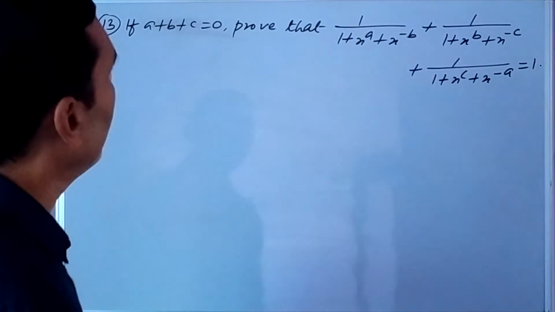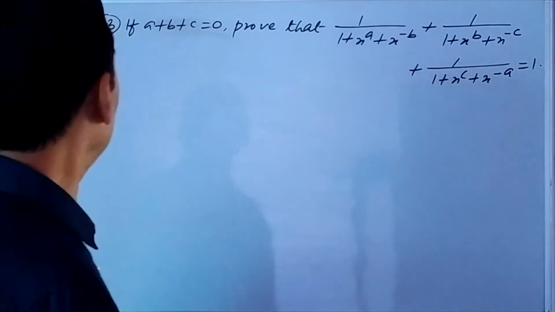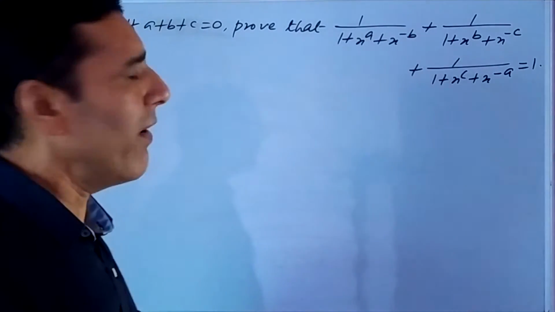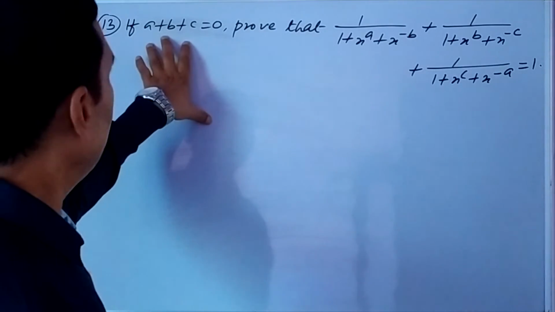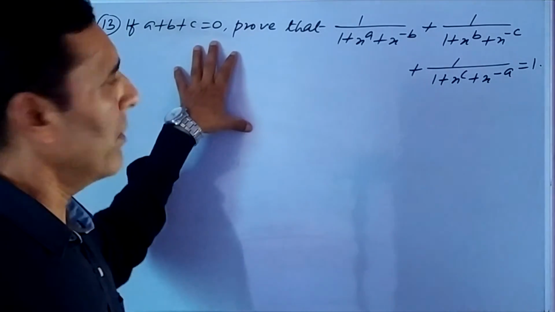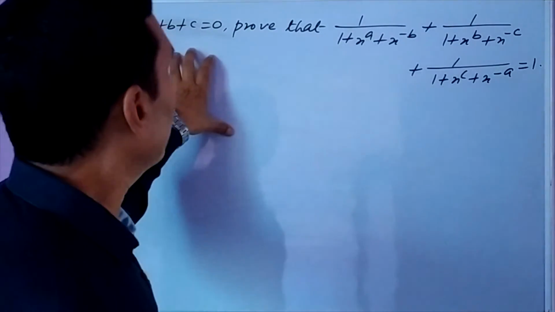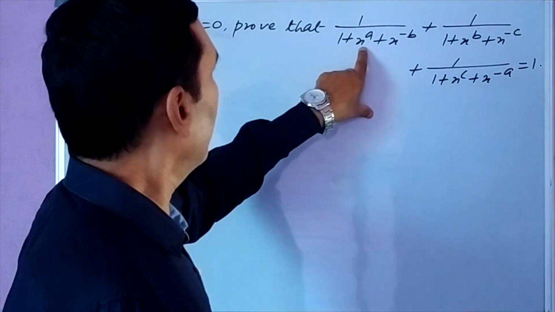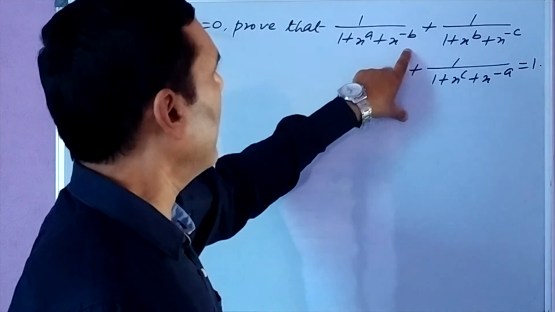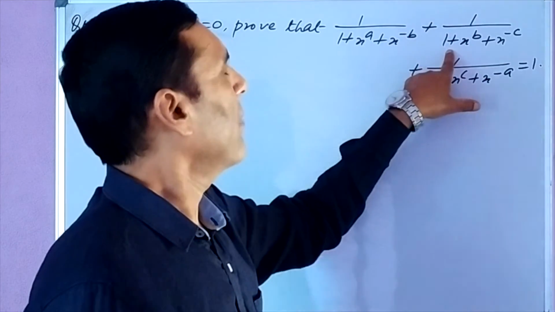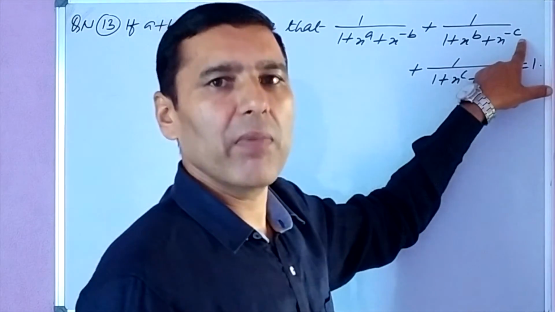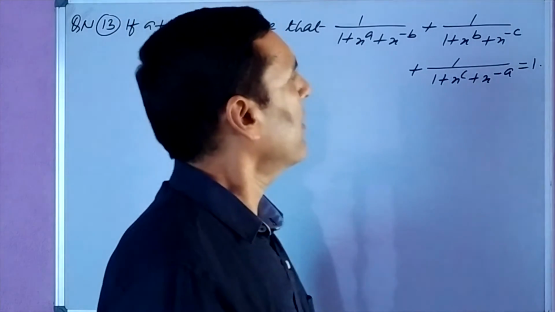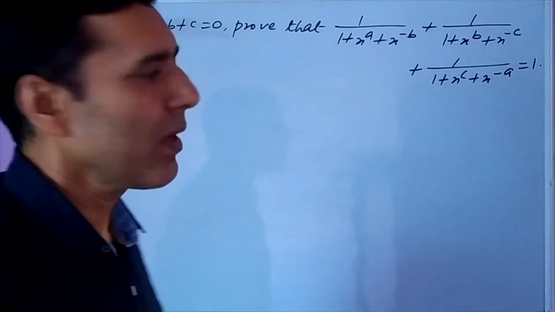Here also we have question number 13, but it is slightly in a different form. Here one condition is given, a plus b plus c is equal to 0, and with the help of this condition we have to prove 1/(1 + f^a + f^(−b)) plus 1/(1 + f^b + f^(−c)) plus 1/(1 + f^c + f^(−a)) is equal to 1.